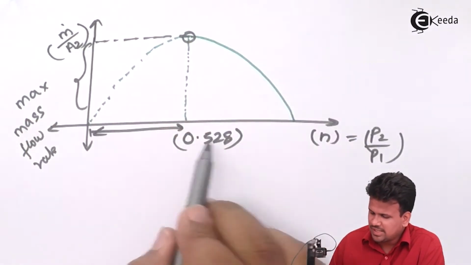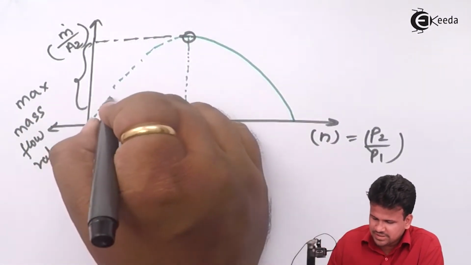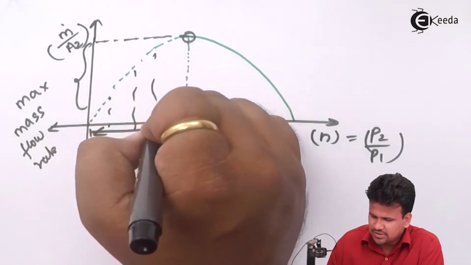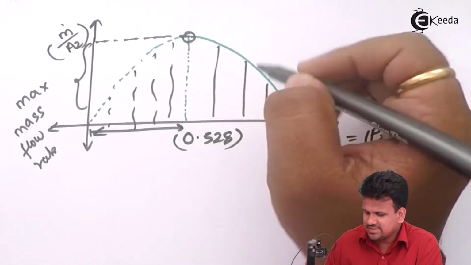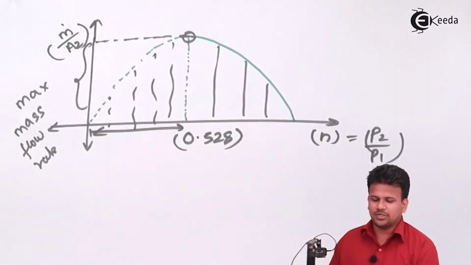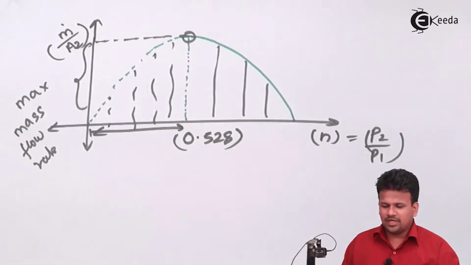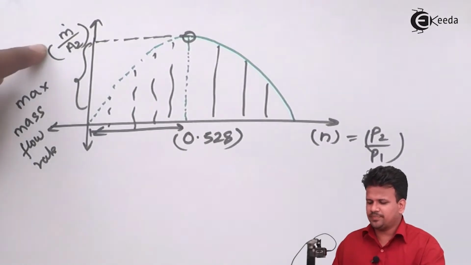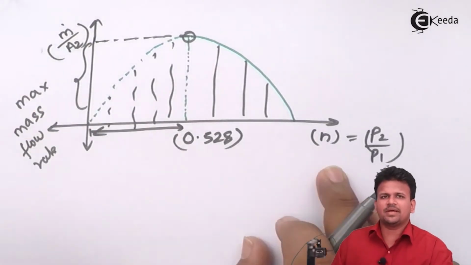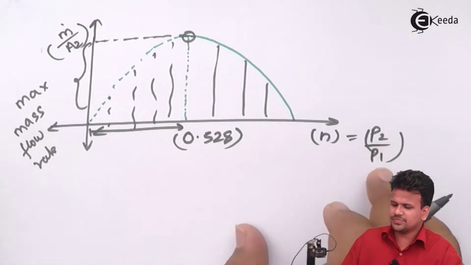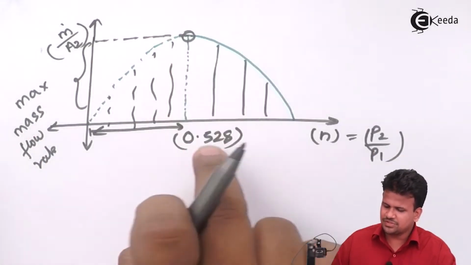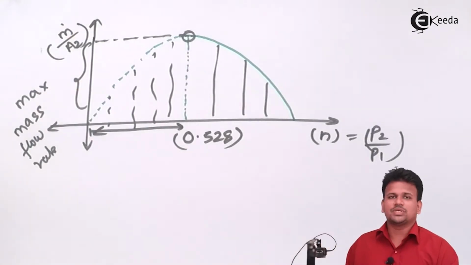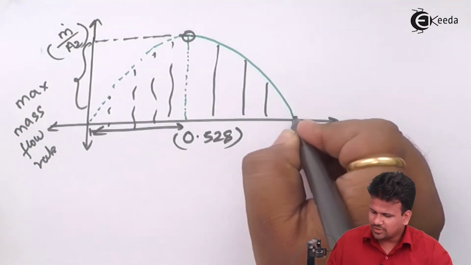This value is N2 by N1. Initially, it increases to a maximum value. After that, it decreases as we increase the value of N2. So this is the variation of mass flow rate per unit area with respect to the pressure ratio. Initially it increases, the maximum value is 0.28, then it gradually decreases until the value is again 0.